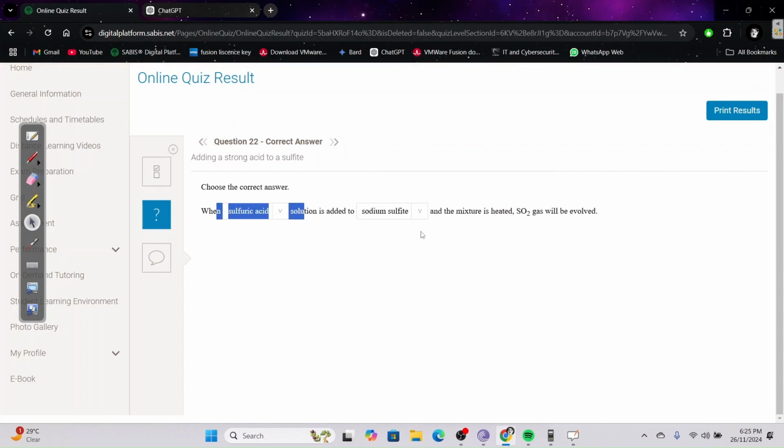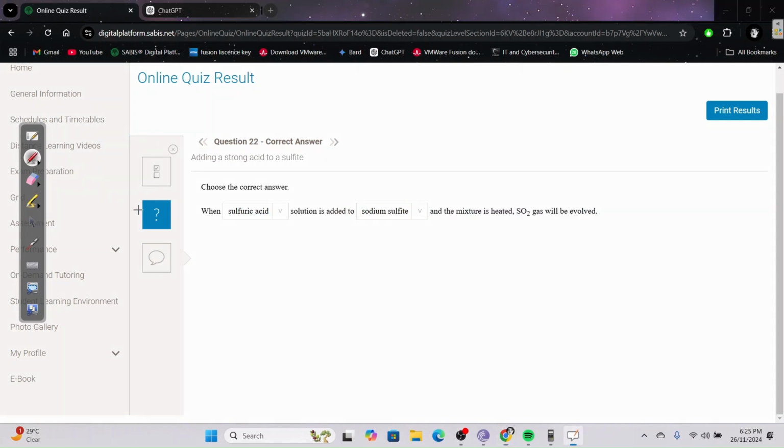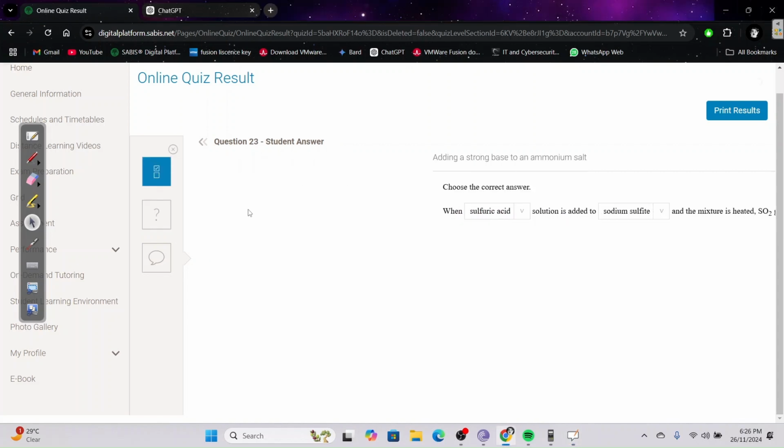When sulfuric acid solution is added to sodium sulfite, SO2 gas will be evolved. Now there are like 7 equations you're going to need to memorize. Just memorize this: if you have sulfite and sulfuric acid, you're going to have SO2. Because remember, sulfite is SO3. It doesn't even need to be sulfuric acid. It can be HCl plus, for example, Na2SO3. I think this will react to form sulfur dioxide.